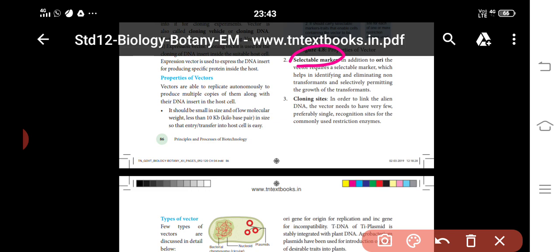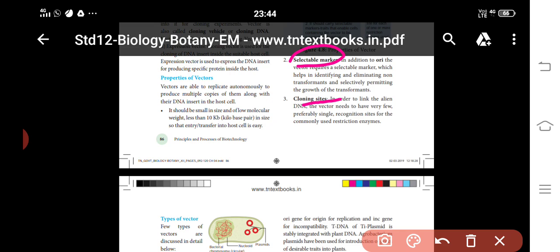Which selectable markers are selected? It may be antibiotic resistance, such as ampicillin and tetracycline. Enzyme-producing genes, such as lacZ, which synthesizes lactose-related enzyme, can also be selected. So these are the selectable markers. Selectable markers mean identifying the transformants.